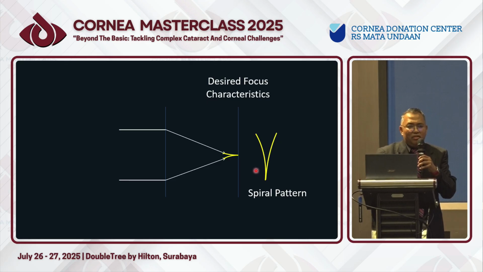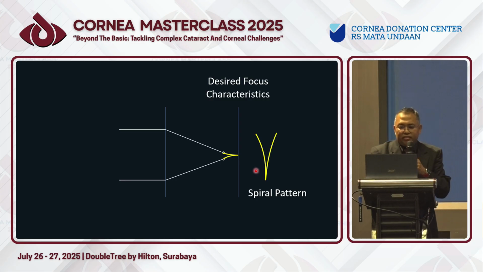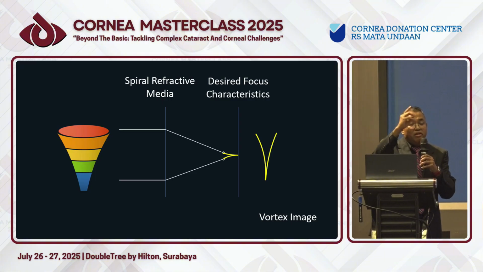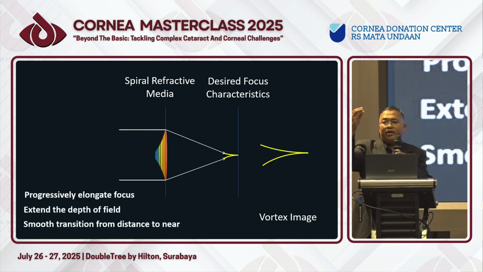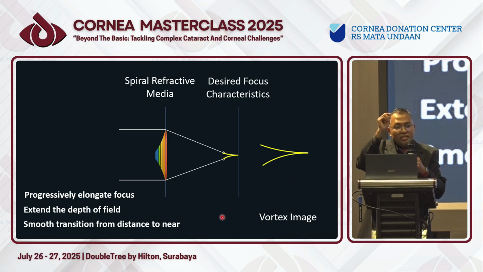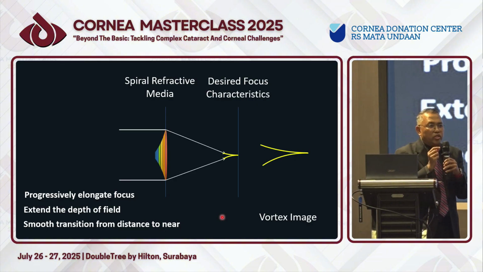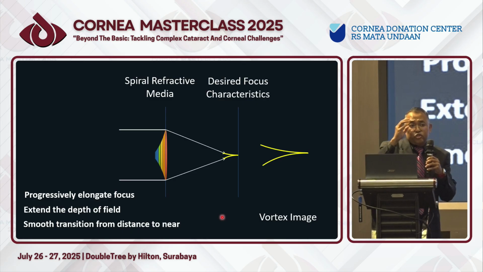We call it spiral. Spiral means vortex. If you know a vortex like a tornado, it has a vortex like that. So what they did is, they said, okay, we create the refractive media, your lens, that you join to be like that in spiral mode, then you get that spiral image. So what you get now is progressive elongation, extended depth of focus, and a transition from the distance to the near. You have a vortex image. We are assessing it now. I'm implanting a few now, looking at that. But this is another exciting part that we know.